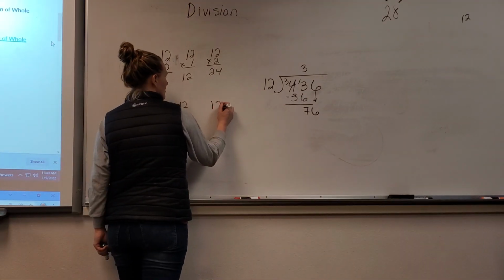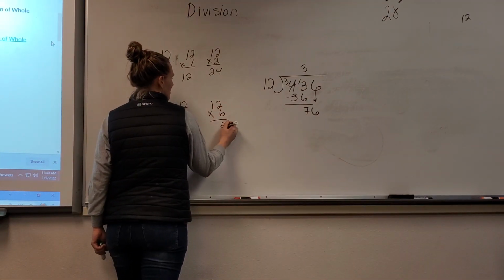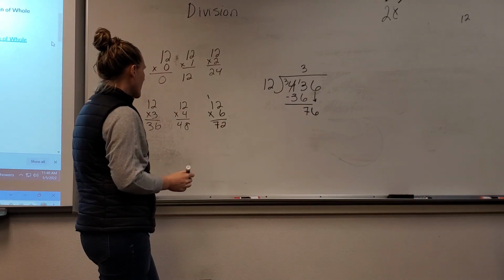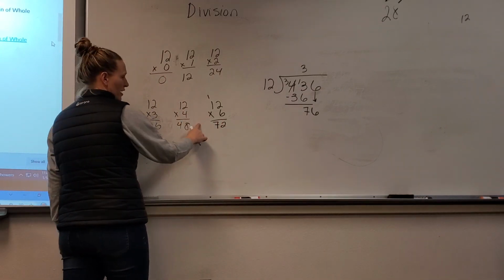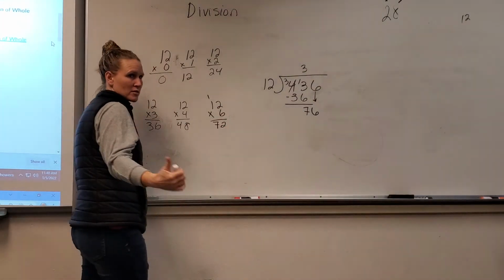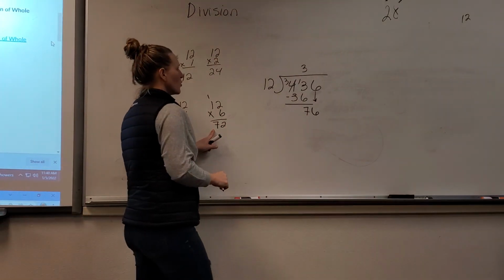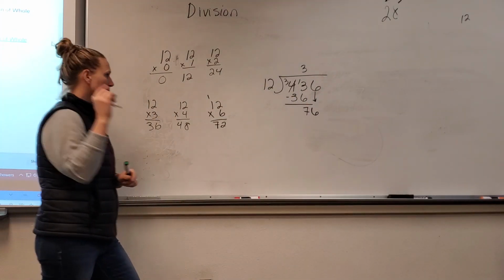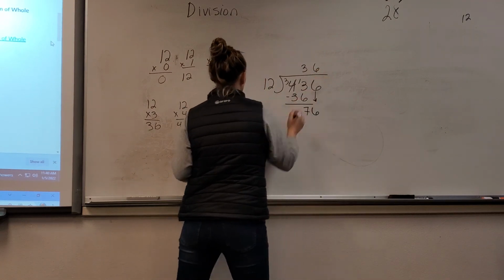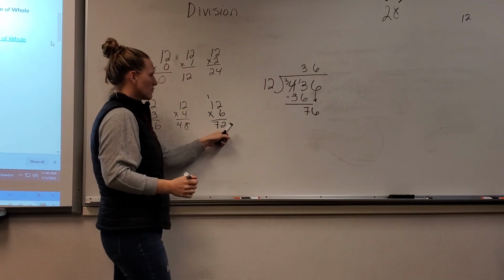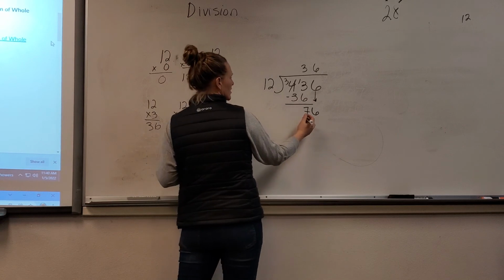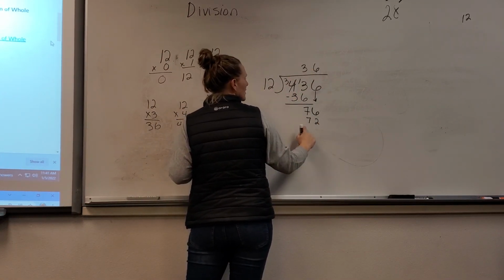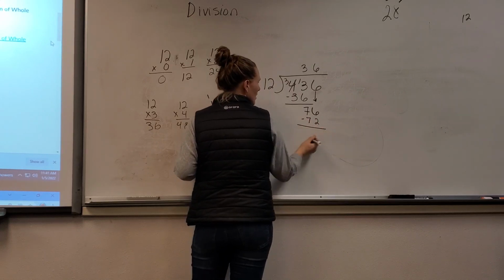Okay, so 72. 12 times 6 is 72. We could have done 12 times 5 and got our answer, or 12 times 6 and got our answer. Okay, so what number goes above the 6 here? 6. Yep. And what do I do with the 72? Minus 76. So I put the 72 right below the 76 because 6 times 12 is 72. I subtract.